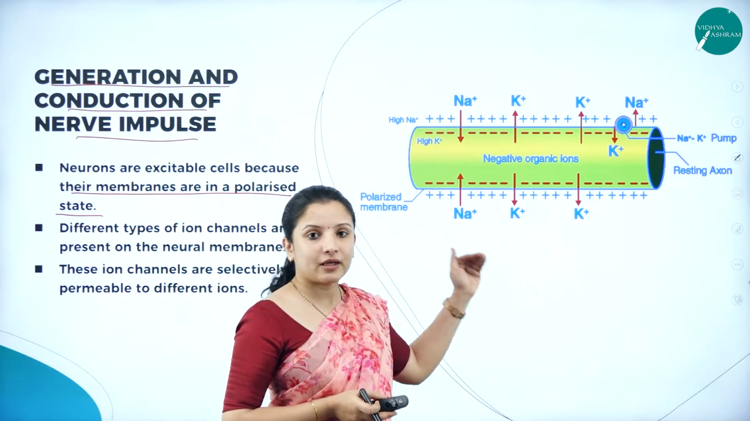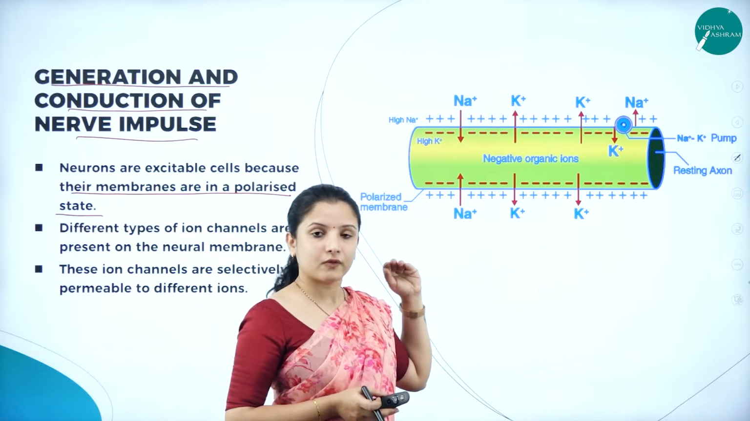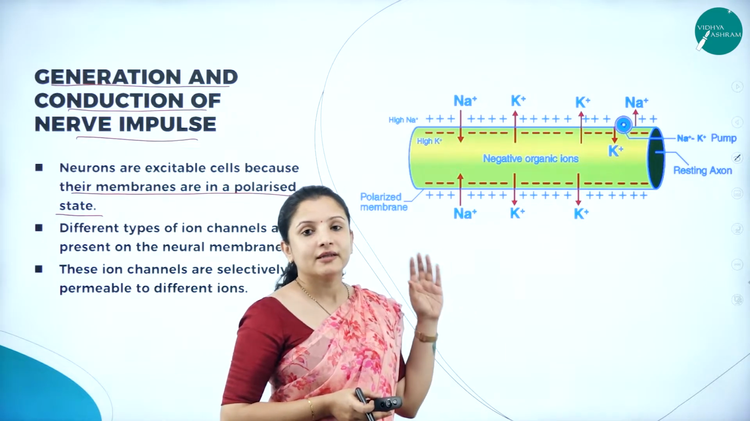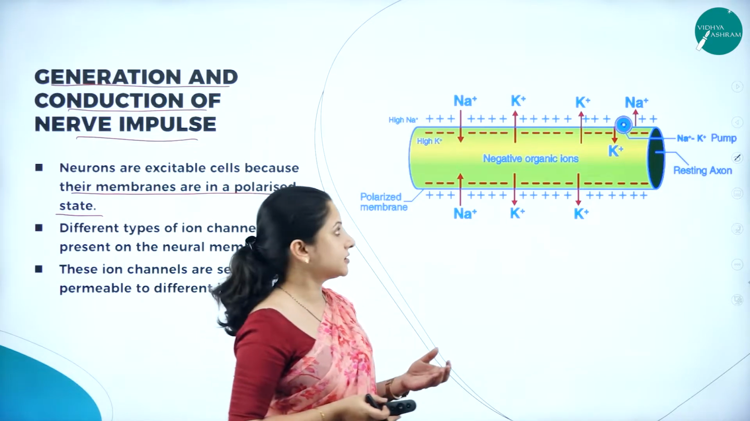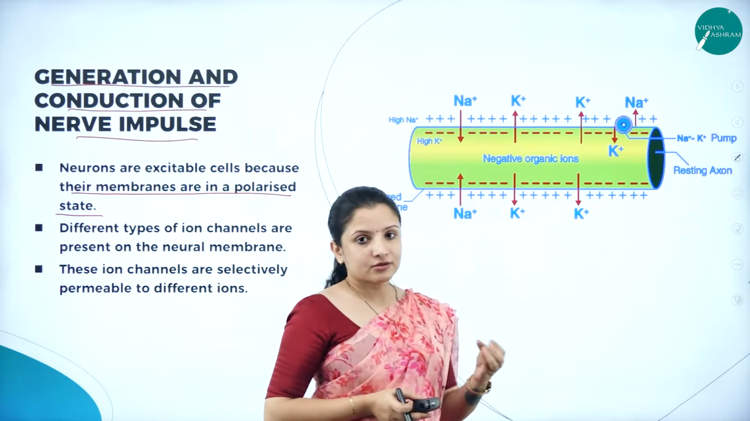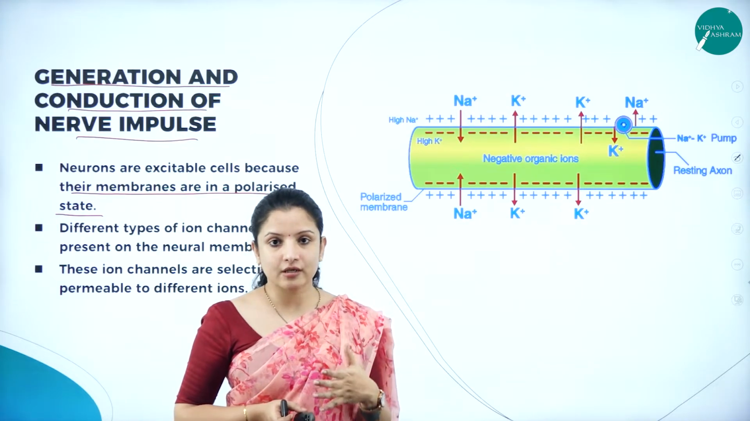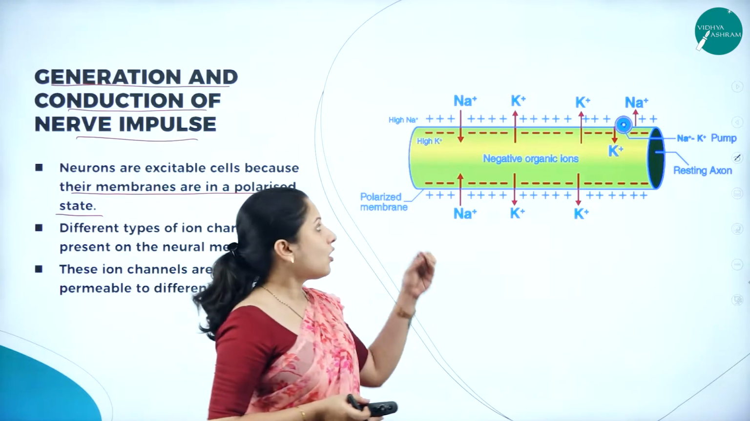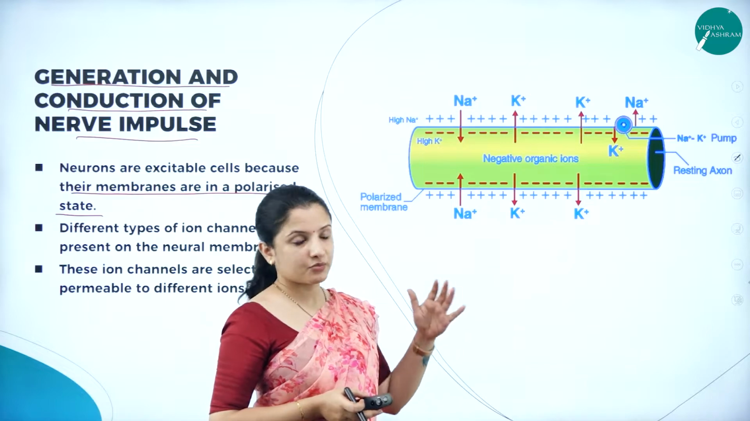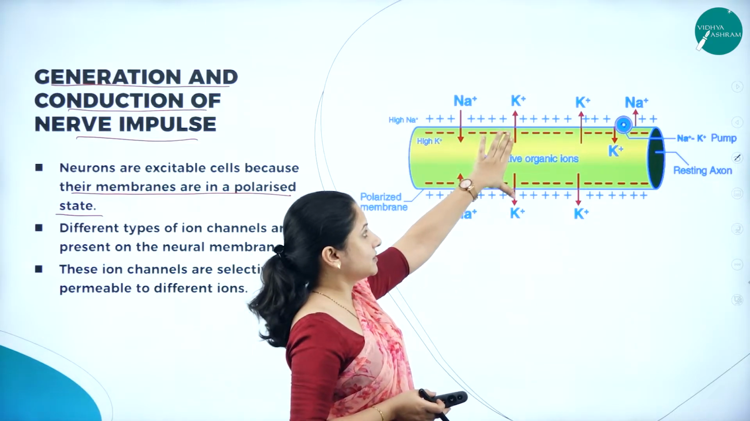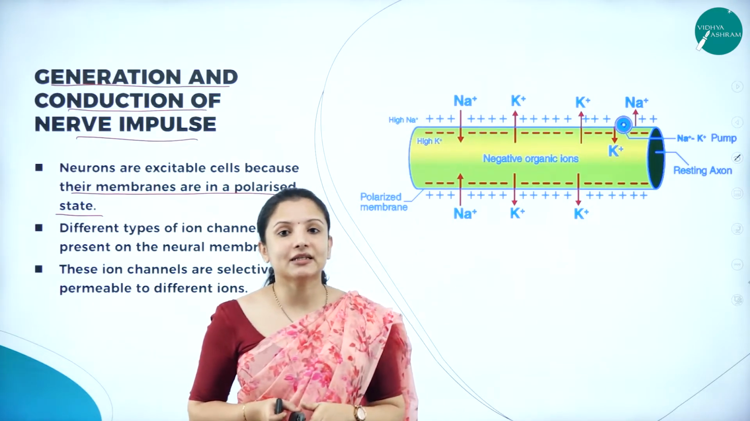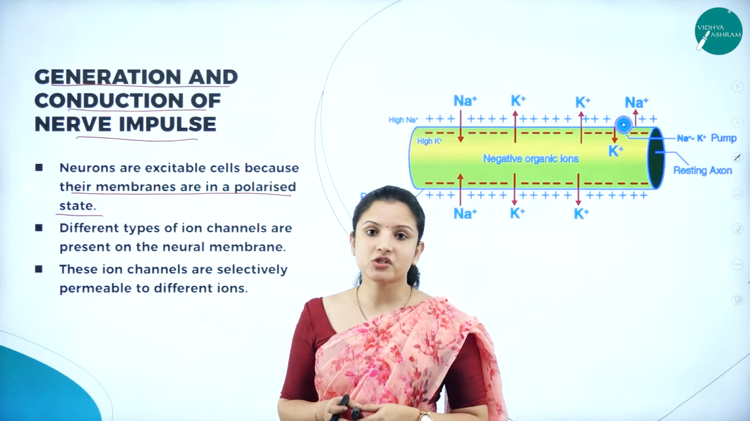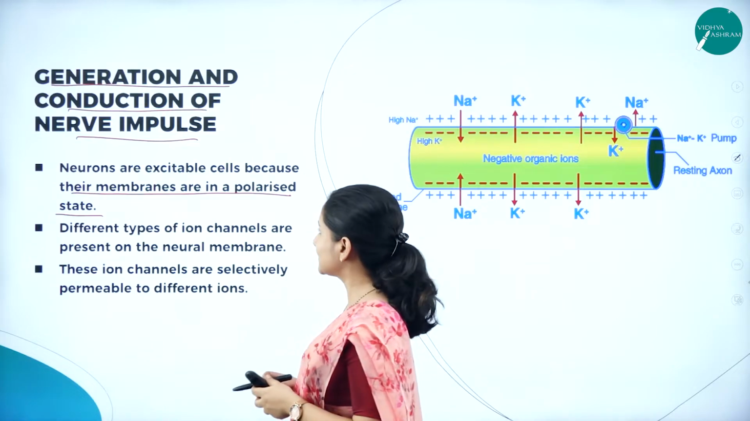So the axon is one part of the neuron that actually helps in the transmission of the impulse, the conduction of the impulses. Here the axons, or the nerve cell in particular, are always in a polarized state, which means their cytoplasm, or the axoplasm in particular, is always negatively charged. If it is negatively charged, it is said to be in a polarized state.